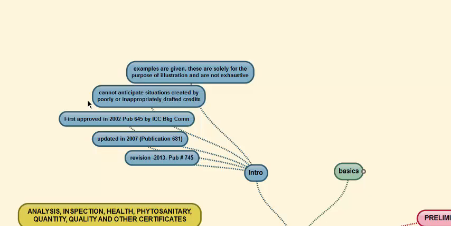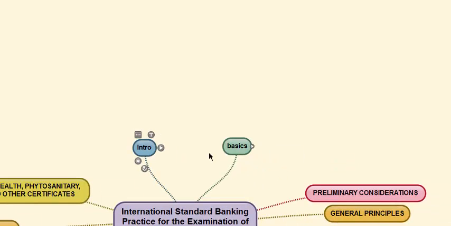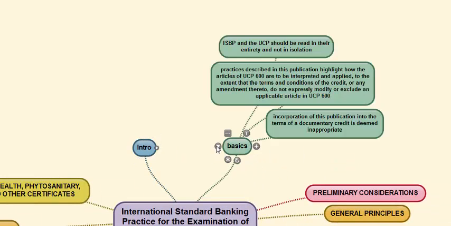ISBP also says that examples given here are for the purpose of illustration and not exhaustive. So when an example says you can use the word LTD in place of limited, it is only illustrative. It doesn't mean that only for the word limited we can use an abbreviation, and for others we cannot. It is only illustrative. These are the introductory concepts discussed in the ISBP publication.